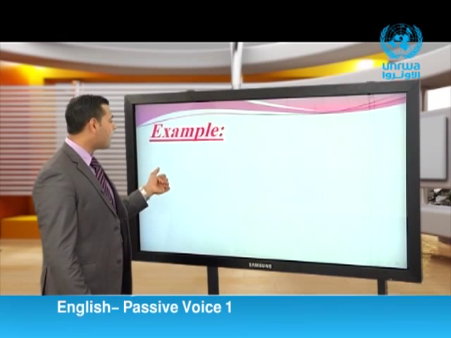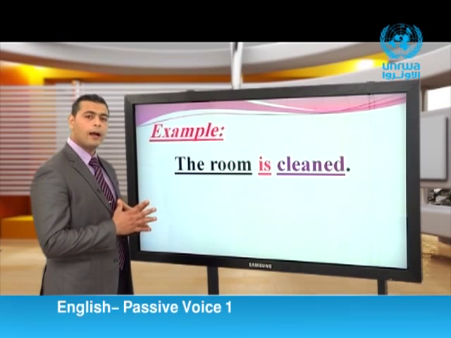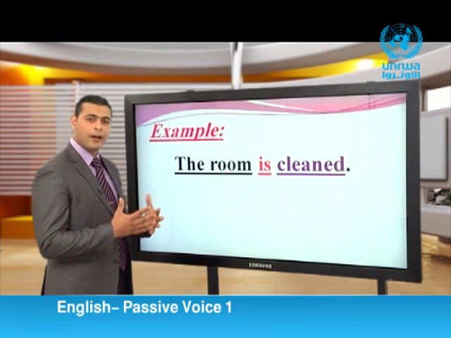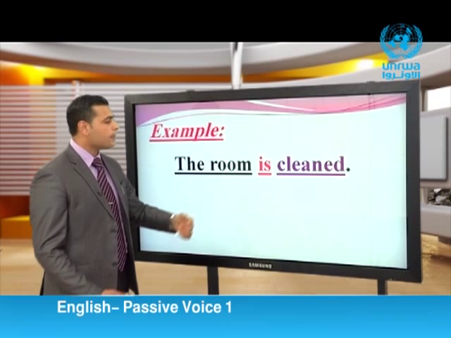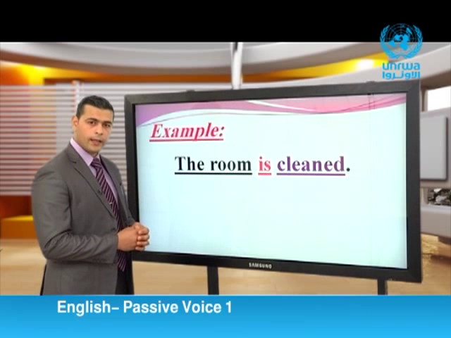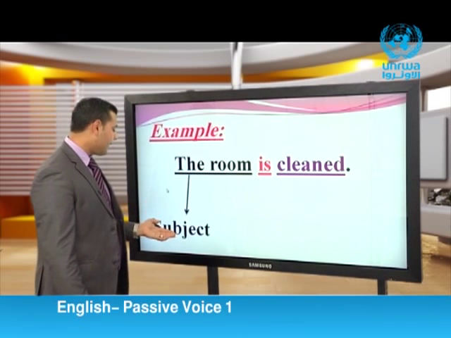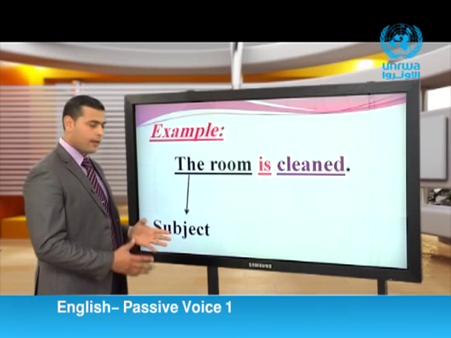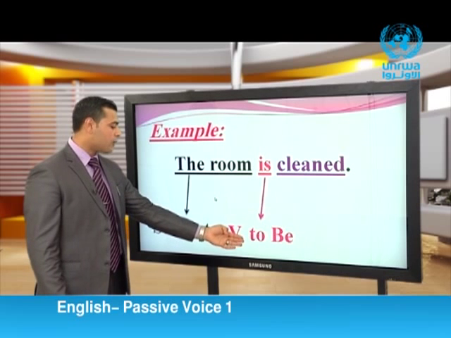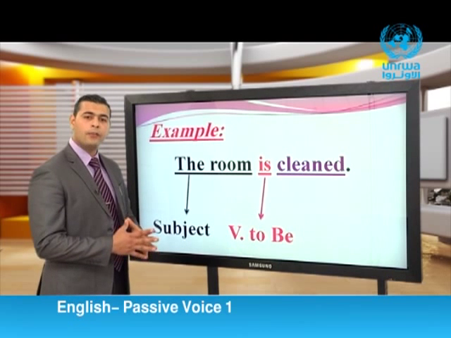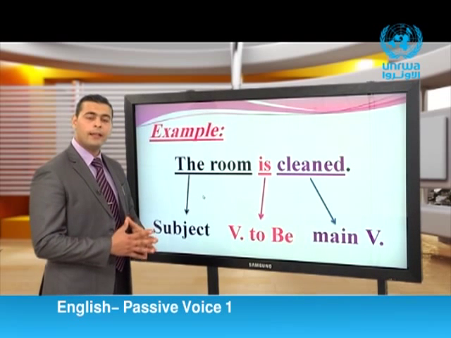Okay, now let's have an example to learn how the passive voice is formed. Look at this sentence. The room is cleaned. The room is the subject of this sentence. Is is the helping verb from the verb to be. Cleaned is the main verb.